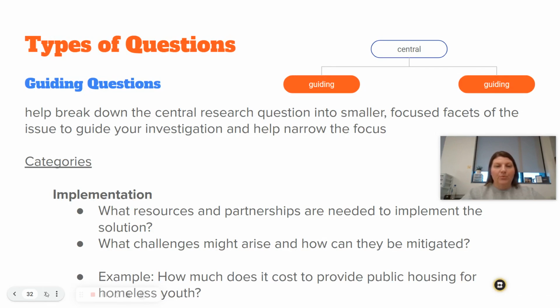And an example for implementation is how much does it cost to provide public housing for homeless youth? Because that will help us decide what kind of stakeholder, what kind of community support will be needed in order to provide that amount of money in order to provide the housing for homeless youth.